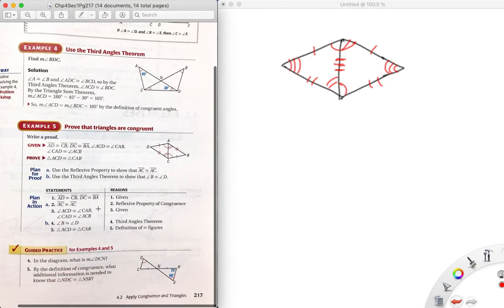Alright, so given reflexive property, AC is congruent to itself, so then I can say that, given the fact that the angles are congruent, B and D are congruent because of third angles theorem. So now I have all three sets of corresponding sides congruent. I have all three sets of corresponding angles congruent. Therefore, I can say that the triangles are congruent because of the definition of congruent figures.